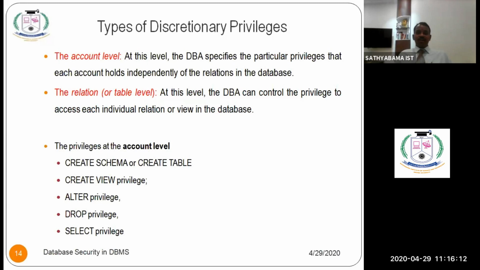And you know what alter privileges are. So these privileges, create schema, table, alter, drop, are all used in the DDL, data definition language, at the account level, right?